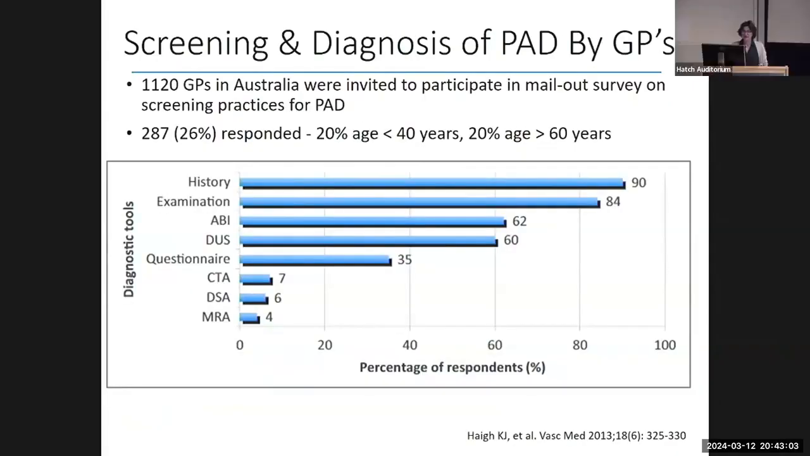Now, how well do internists do at screening and diagnosing patients with PAD? Well, there isn't a lot of data out there, but there is this study from 2013 published in the Vascular Medicine Journal. It invited over 1,000 GPs in Australia to participate in a survey about their practices. About 26% responded, and the majority used history and examination, followed by the ABI and duplex ultrasound.